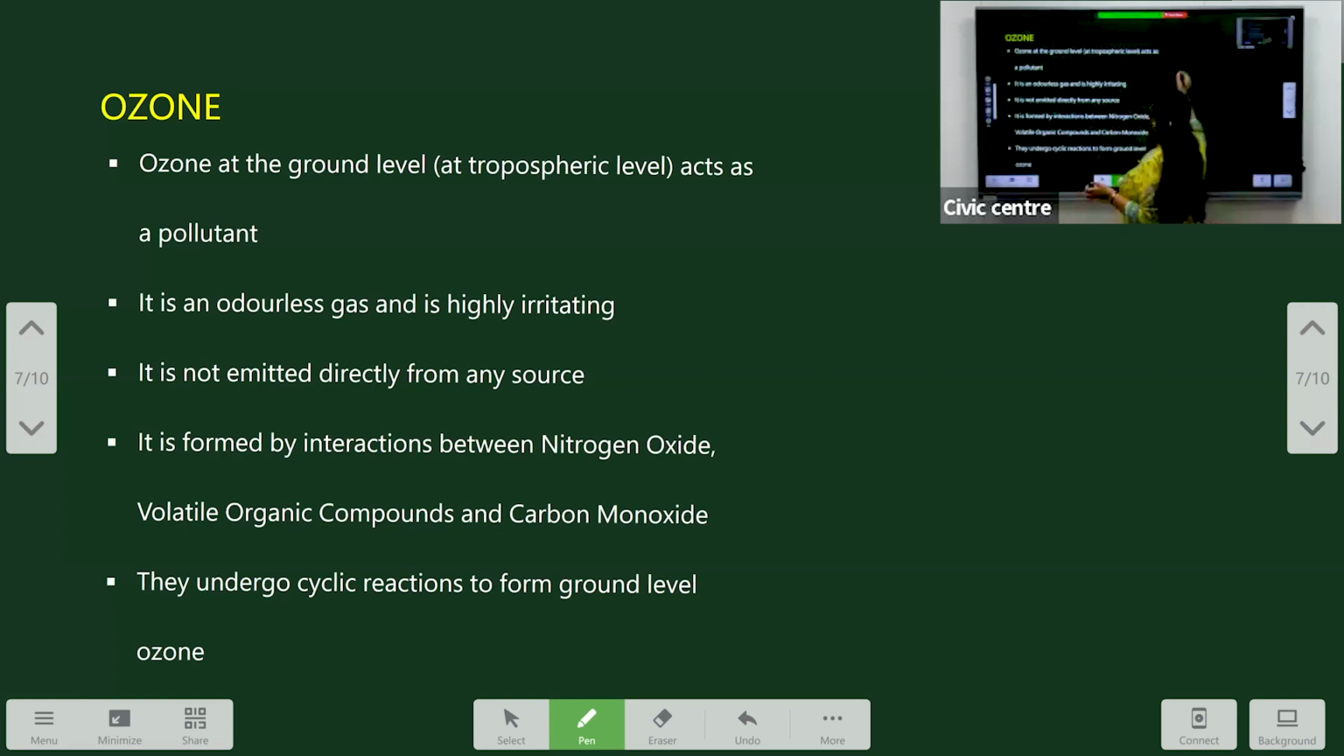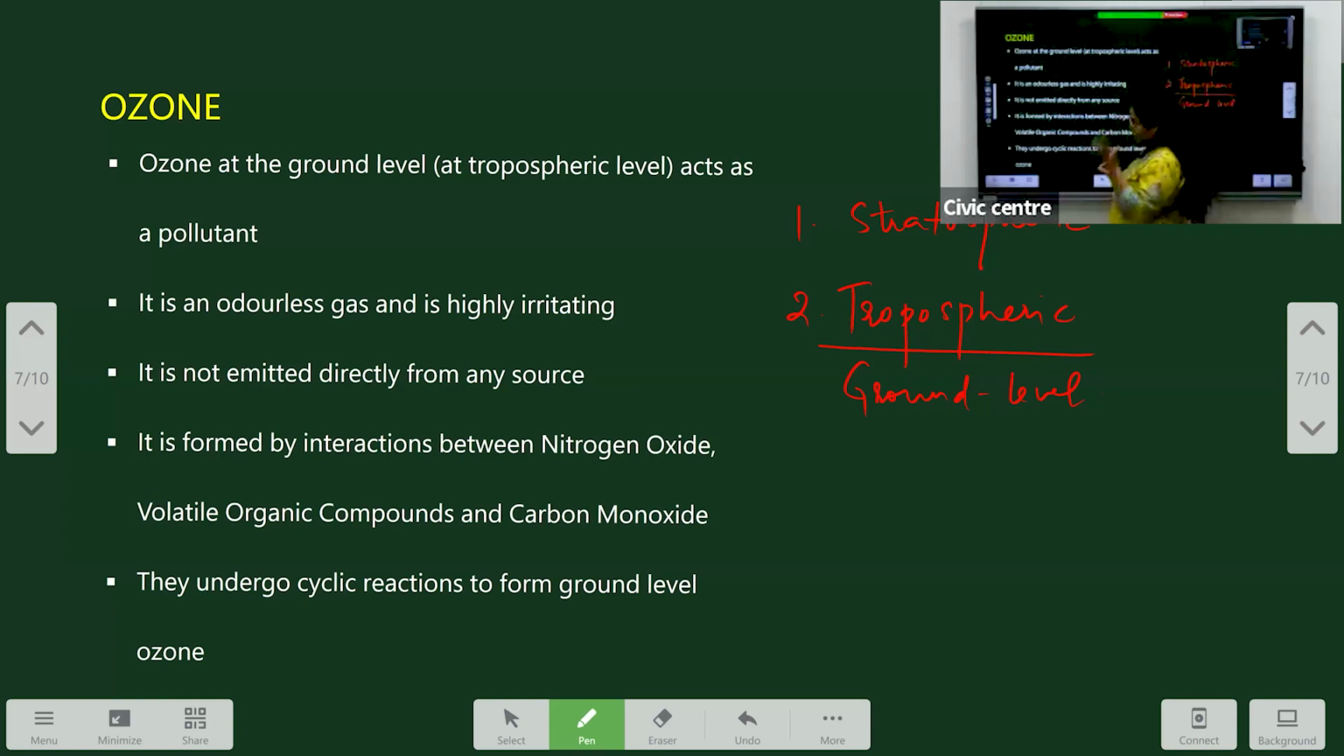Ozone is of two types. One, the stratospheric ozone, which protects us from the UV rays, and the next is tropospheric ozone or the ground level ozone, which is the air pollutant. This tropospheric ozone is also called ground level ozone, and this acts as an air pollutant. This is again an odorless gas and is very highly irritating.